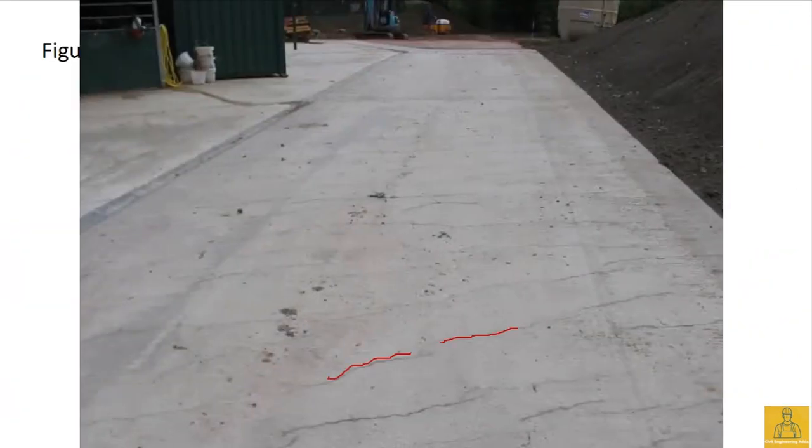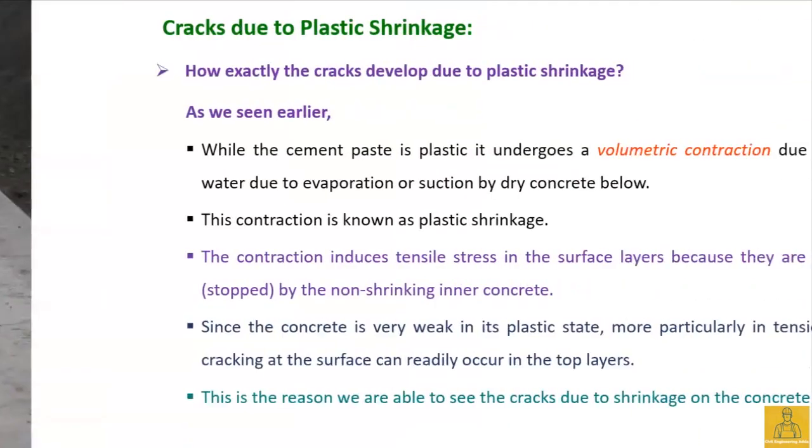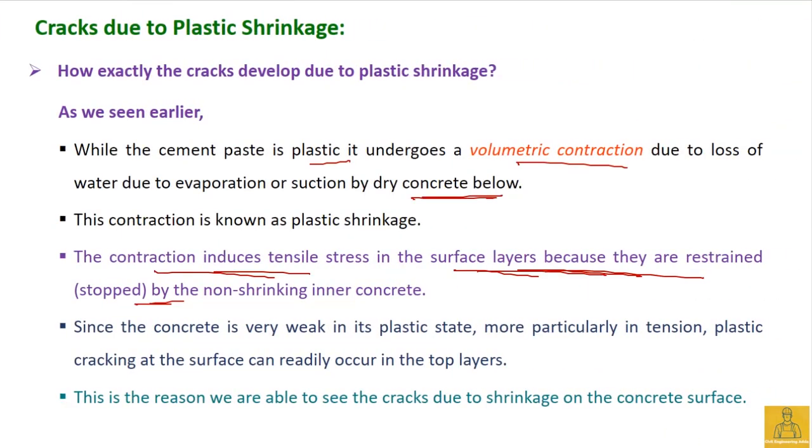Okay, let me show you this figure here. See here, this concrete pavement has a certain thickness, something like 15 centimeters. The top surface is being dried, so it is trying to shrink, whereas the concrete layers below this top layer still contain water and are not undergoing shrinkage. So what happens? Tensile stresses are developed in the top layer, and because of the tensile stresses, cracks are induced or developed in the concrete.